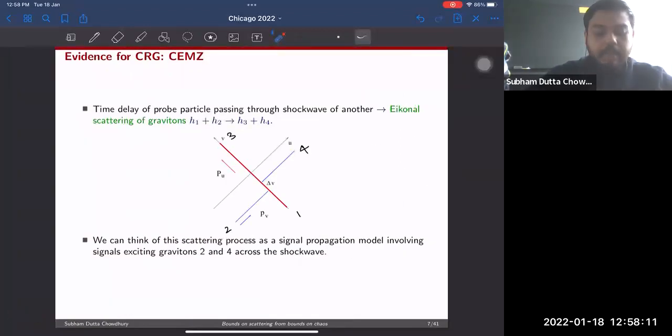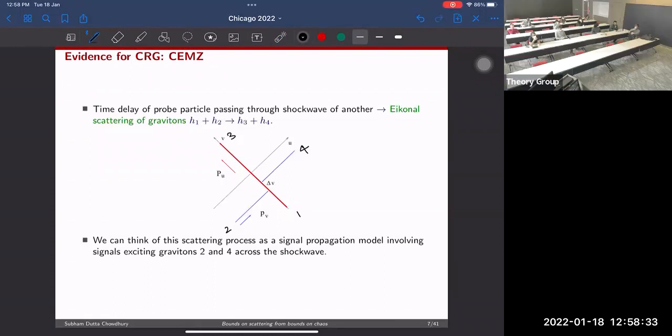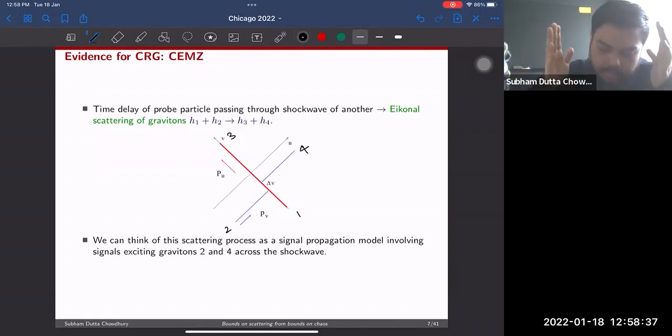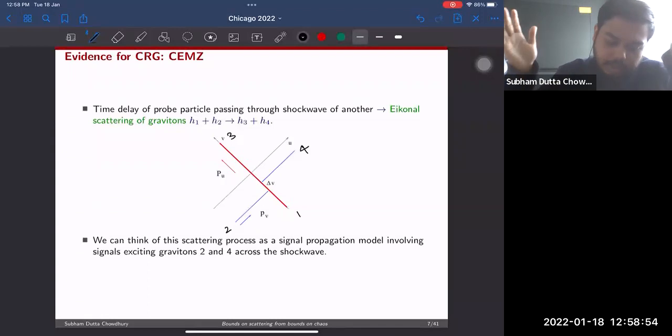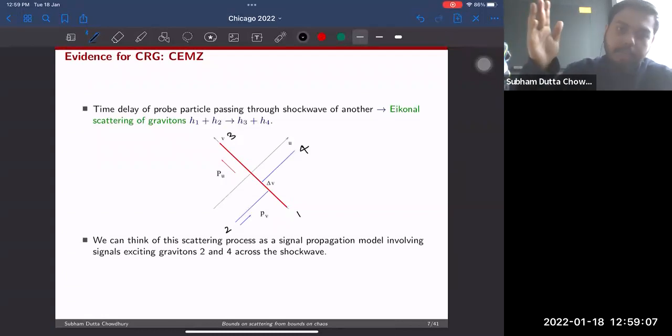Then we have more evidence for this to hold true from the seminal paper by CEMZ. I'll be very brief in explaining this. The main crux of the argument, which we thought can perhaps lead to CRG type bounds, is given in a neat little appendix, I think appendix D of their paper, where they try to interpret this scattering experiment as a sort of signal propagation model. In this paper, they set up this causality problem where they probe the time delay of a probe particle passing through the shock wave of another, and that is related to the eikonal scattering of gravitons.